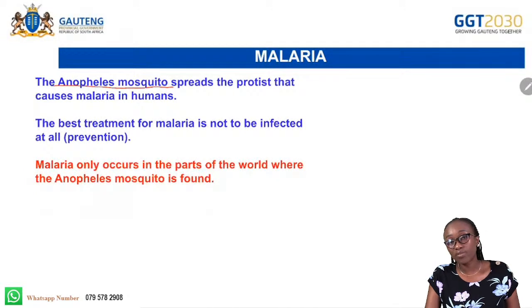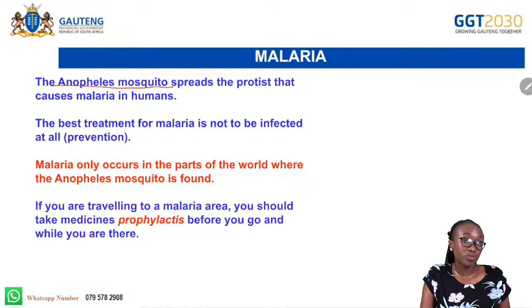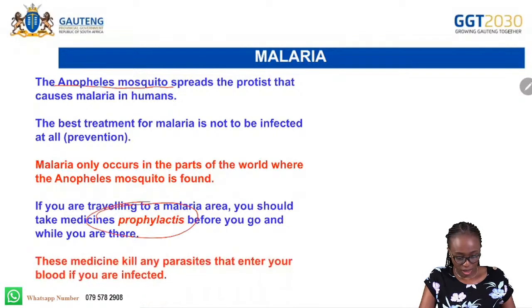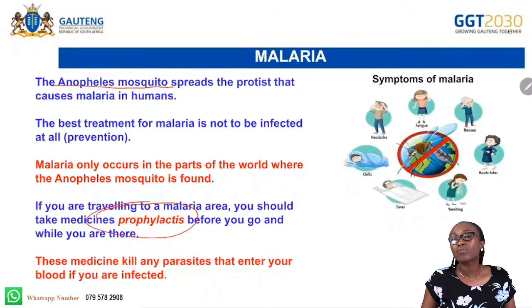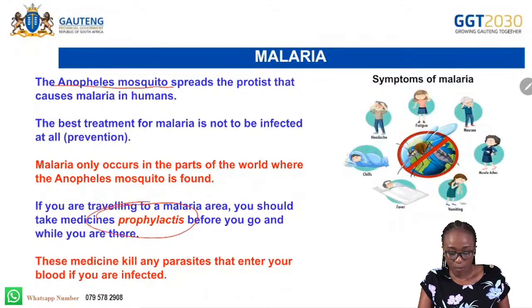So if you're going to travel to a part where malaria occurs, or where the Anopheles mosquito is found, you need to take medicines called prophylaxis before you go there or while you are there. These medicines kill any parasites that may enter your body. So what are the symptoms of malaria? Some of the symptoms are fatigue, nausea, headache, chills, fever, vomiting, and muscle aches.